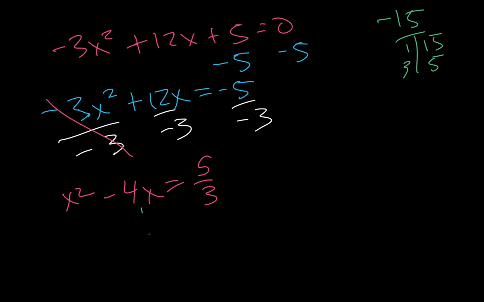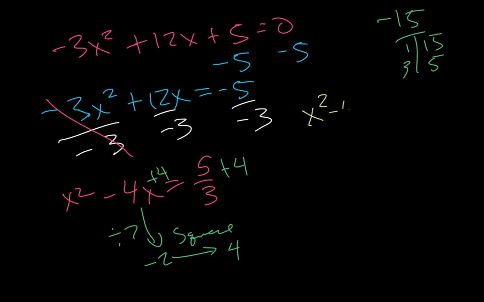Okay, now we do the L step. Once again, we divide by 2, and so that's going to give us a -2. And then we square, which will give us a +4. -2 times -2 is +4. So we have to add +4 to both sides of this. I'm going to write that up here. So x squared minus 4x plus 4 equals 5/3 plus 4.